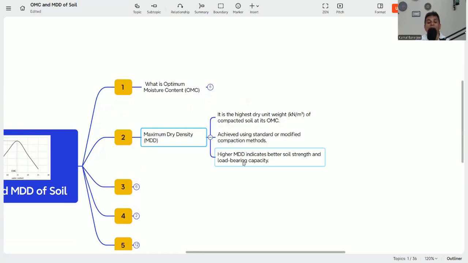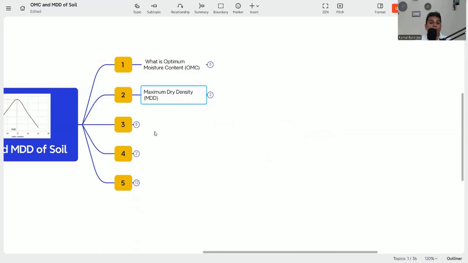Higher MDD indicates better soil strength and load bearing capacity, because ultimately the structural load will transfer to the soil. So we need to compact the soil so that whatever load is coming from the structure, it can withstand. That is why we need to know the optimum moisture content and the maximum dry density. And whenever we are doing compaction at the site, we always try to achieve the OMC and MDD in order to get proper compaction. So that is why OMC and MDD are important.